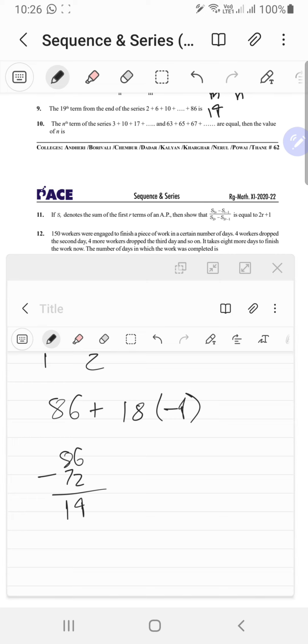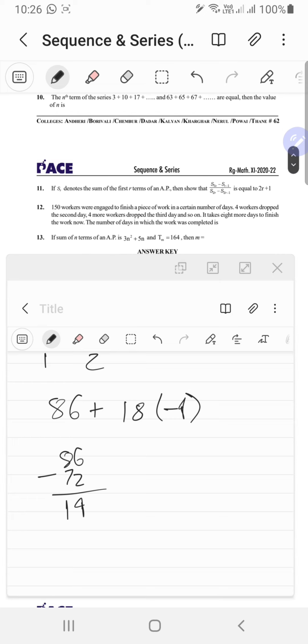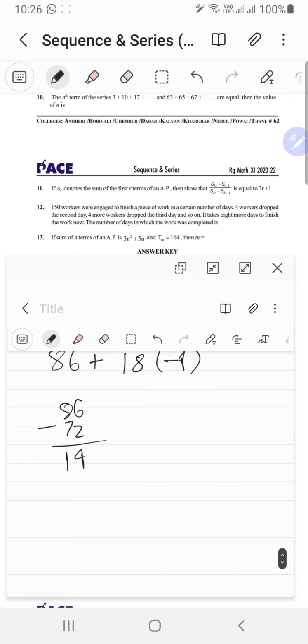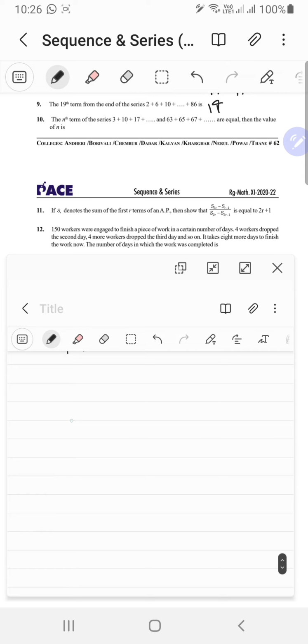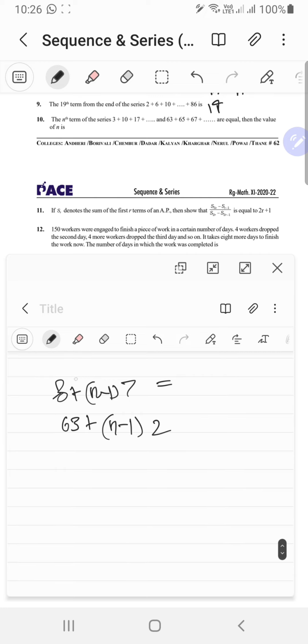Okay, next, the nth terms of these series are equal, then the value of n is. Fine, just write the nth term of the series. This is going to be 3 plus n minus 1 into 7, and this is equal to 63 plus n minus 1 into, what's the difference? 2. Cool, this becomes 10. It goes over there, 5 into n minus 1 equals 60, so n minus 1 equals 12, n equals 13.